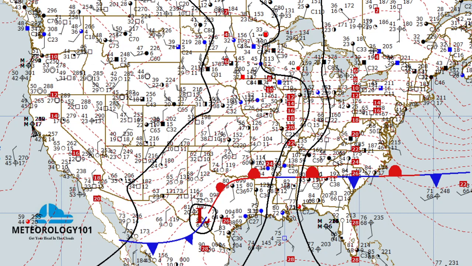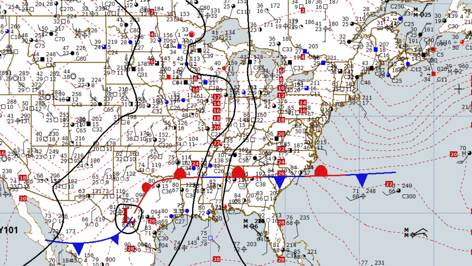1016, now 1020, because we're going into higher pressure. Then we're going to go back into lower pressure, so we got to be careful. There's 1020 up there. 1018. So now we're getting to higher pressure, even up into that area. But we knew there's low pressure up to the northeast off the coast. But we're going to have high pressure behind that.